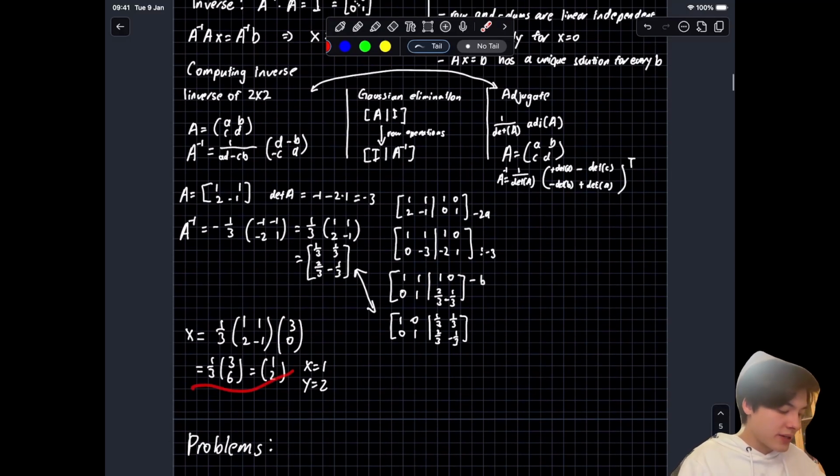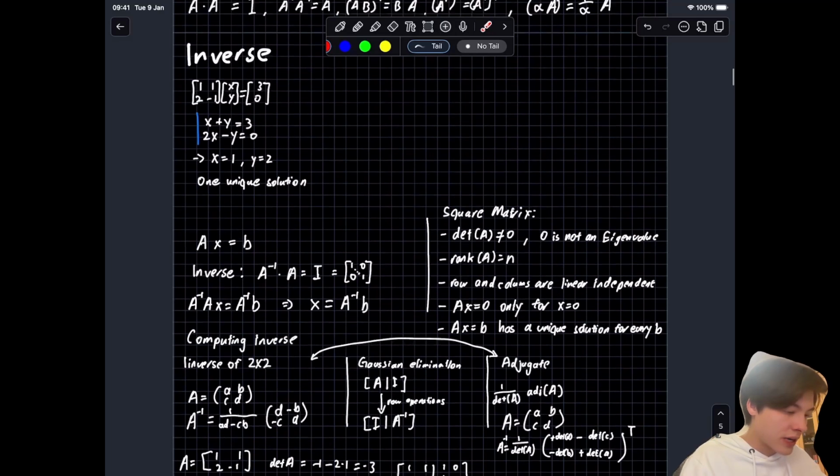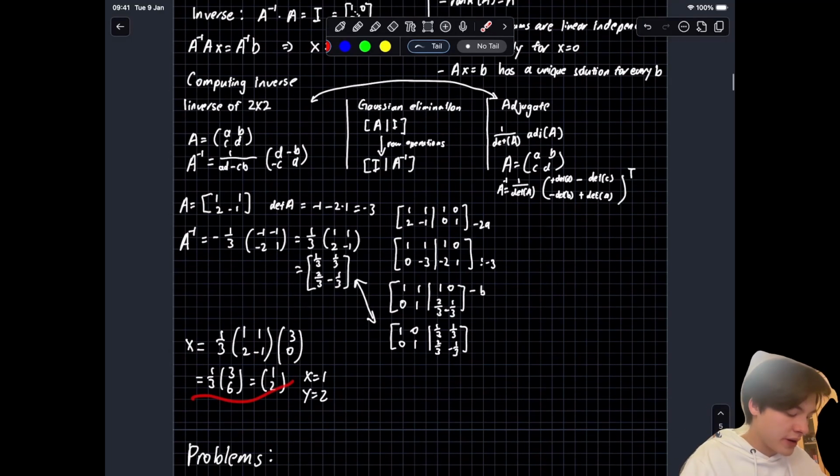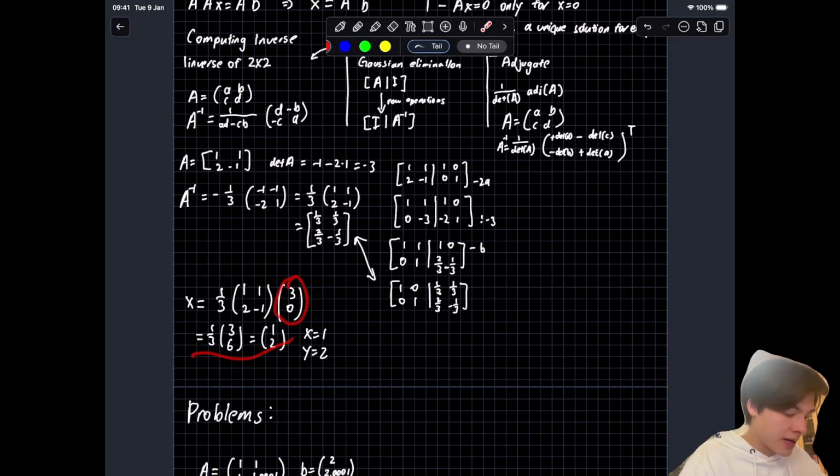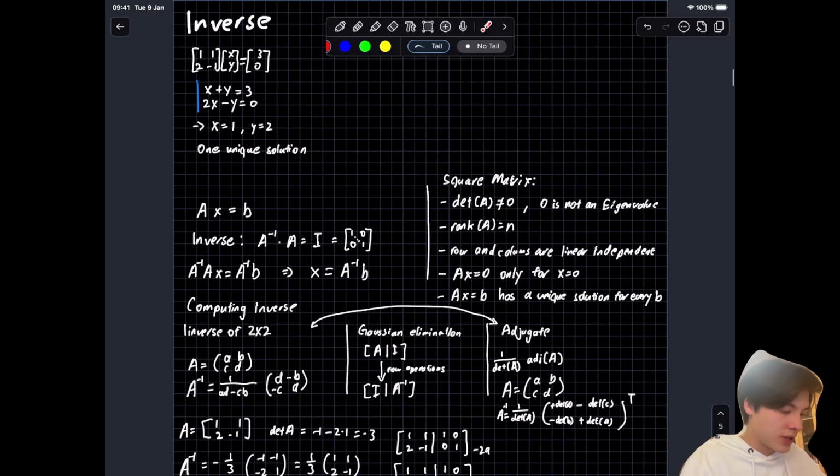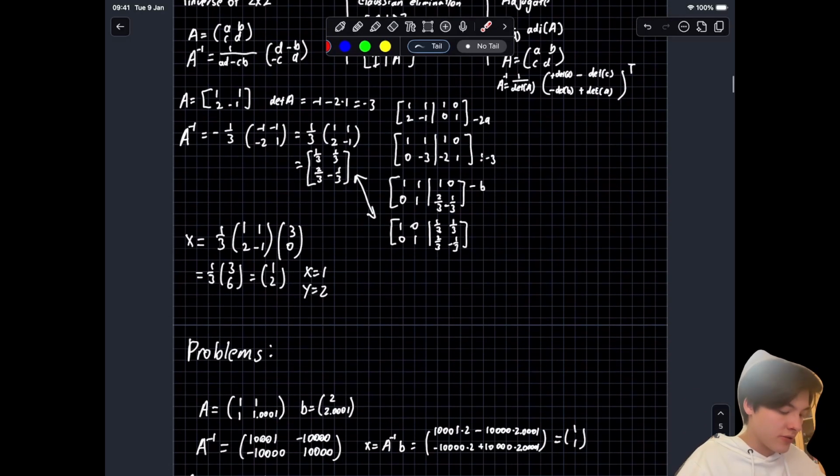So yeah, here we see if we start out with 3 and 0, and then when we multiply it with the inverse, we get 1 and 2, which is our solution, 1 and 2.